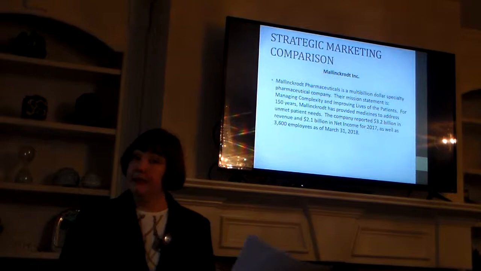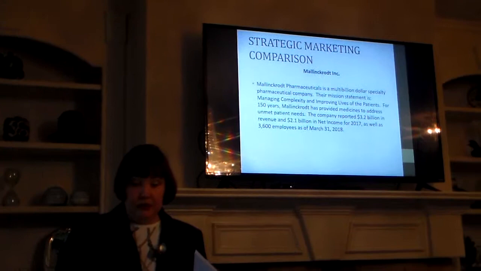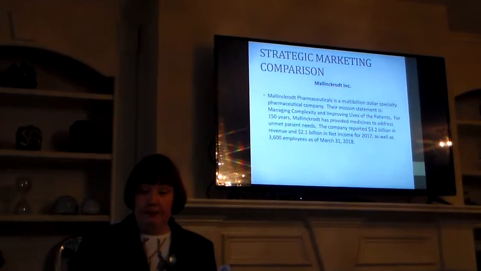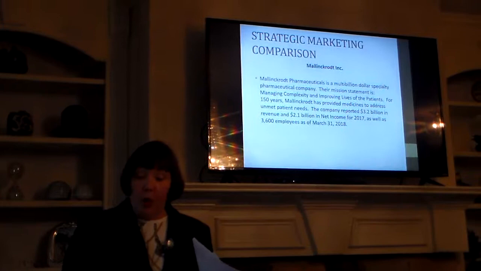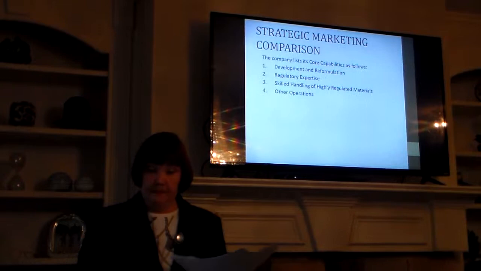For 150 years, Mallinckrodt has provided medicines to address unmet patient needs. The company reported 3.2 billion in revenue and 2.1 billion in net income for 2017, as well as 3,600 employees as of March 31st, 2018. The company lists its core capabilities as follows.